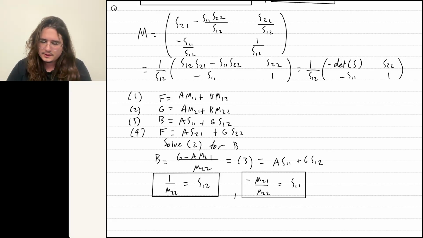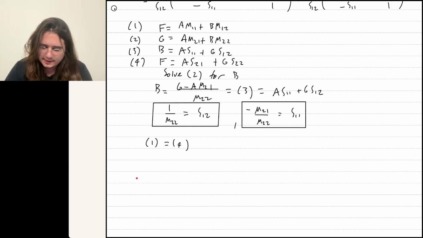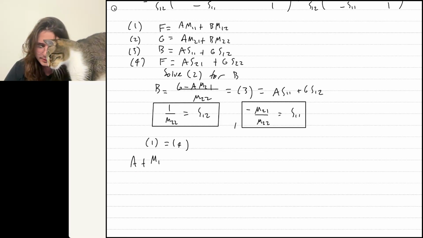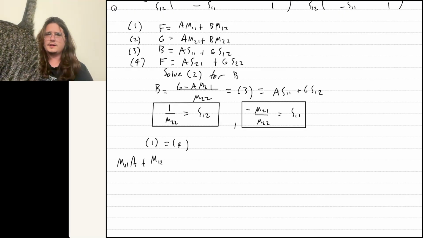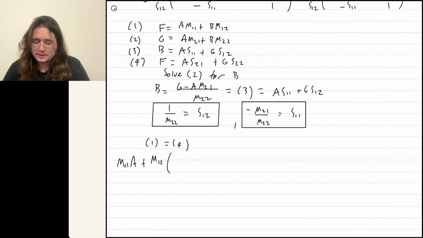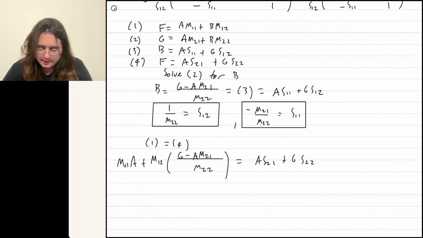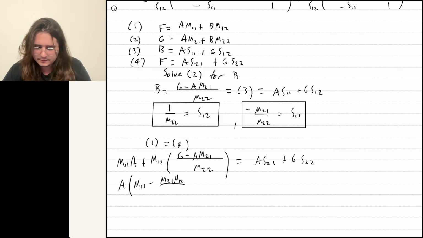Then just keep going. We're going to set 1 equal to 4 again. On the left-hand side, we have A M11 plus M12 times B, but we have a specific form for B, so it's G minus A M21 all over M22. And on the right-hand side, we just have A S21 plus G S22. Simplifying the left-hand side, we have A times M11 minus M21 M12 all over M22. And on the G stuff, it's just M12 over M22.